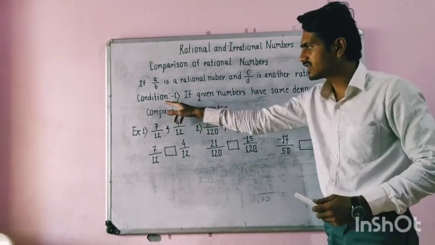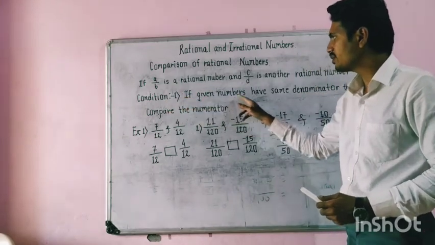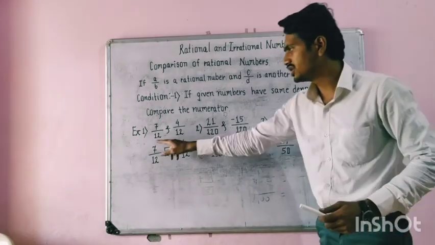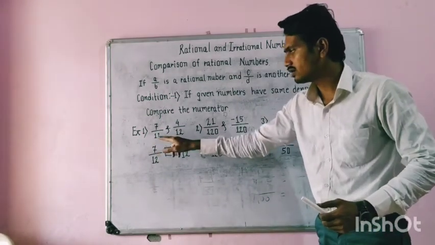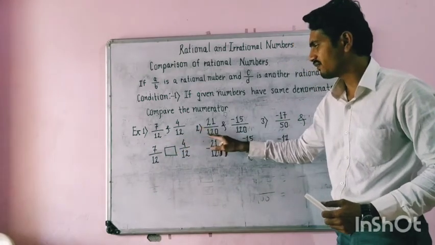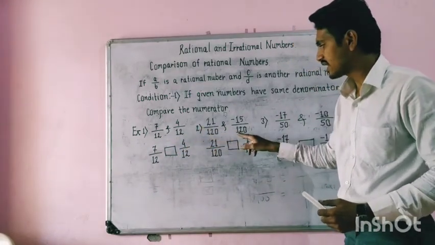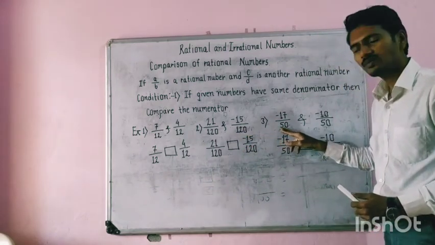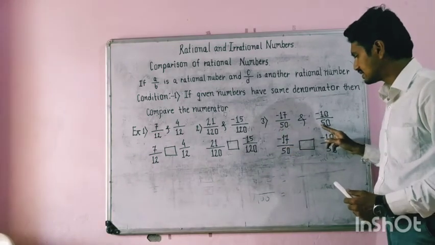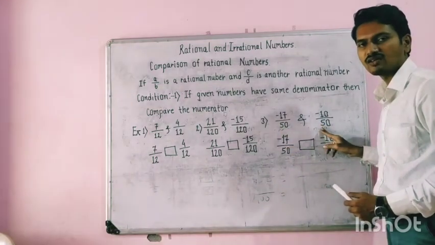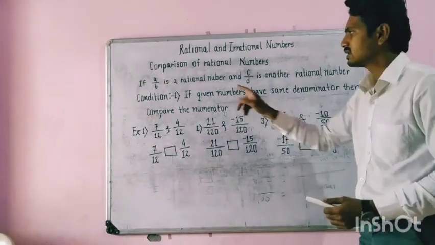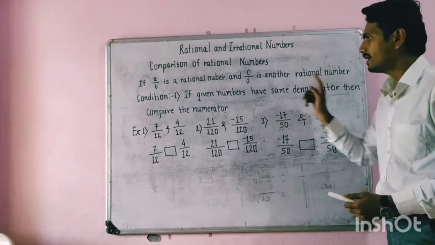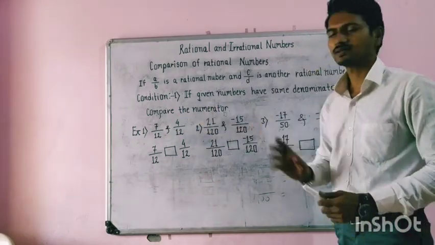The first condition is that if the given numbers have the same denominators, like shown here, the denominator is 12, denominator 12. The first number has denominator 120, the second number also has denominator 120. First number has denominator 50, second number also has denominator 50. Like this. Means if given numbers have the same denominator, then compare the numerators.